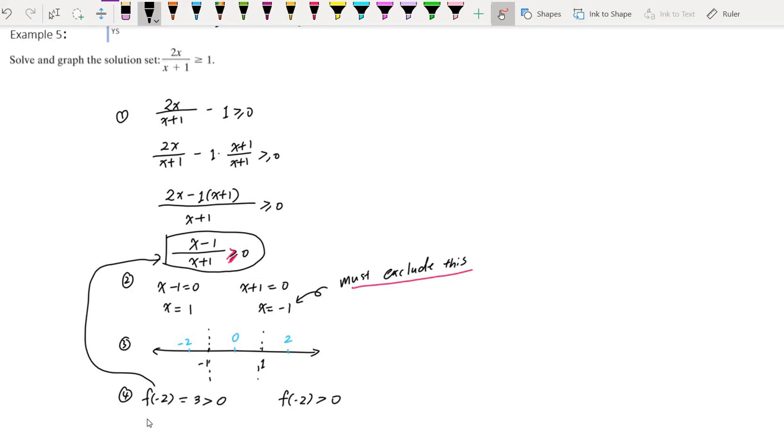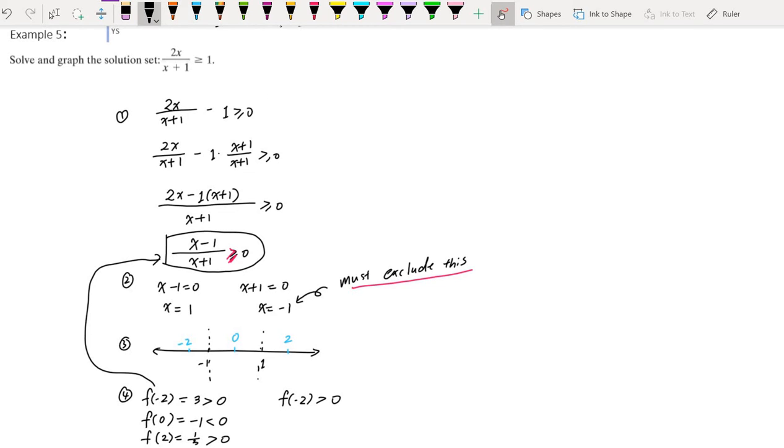Then we look at f of 0. We plug in 0 here, that will be -1 on top, and 0 gives a positive 1 on the bottom. Negative divided by positive will be negative, so that's -1, which is less than 0. Then just go ahead and finish the testing points. We test another one, and this gives you 1 over 3, which is greater than 0 again.